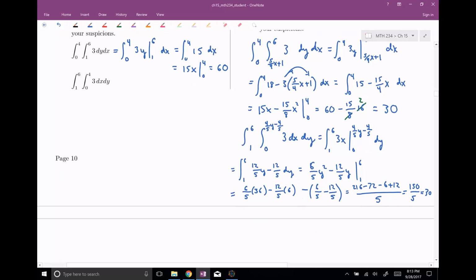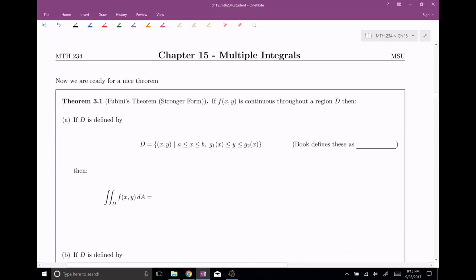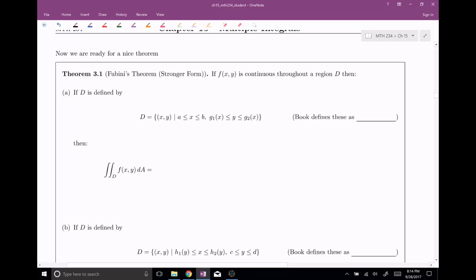Okay, so in general now that we have this idea about moving maybe in the y direction or in the x direction, let me go ahead and give you the theorem. So this is an upgrade of Fubini's theorem. This is the stronger form of Fubini's theorem. And in this we have two cases. The book defines these two types of regions that we have out there.